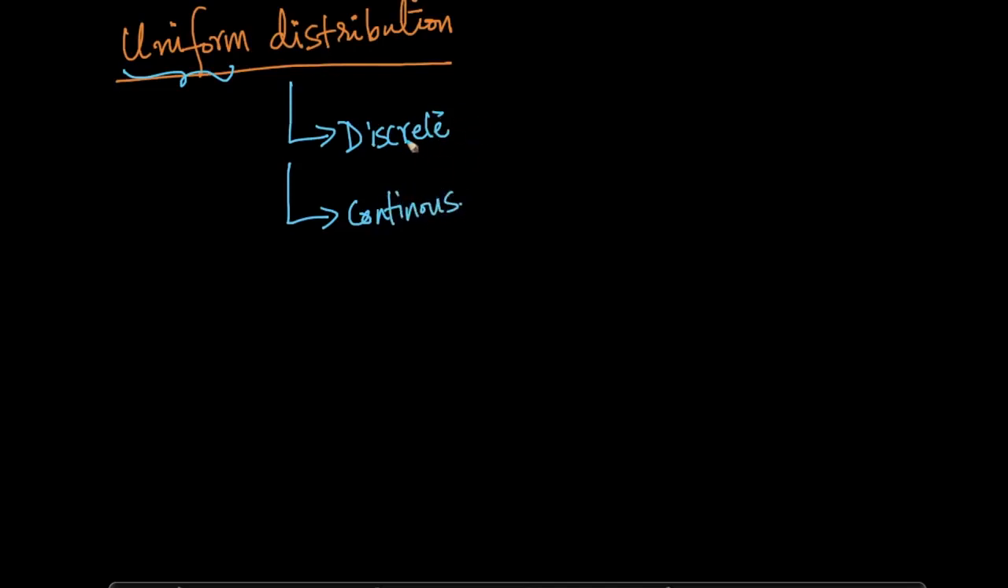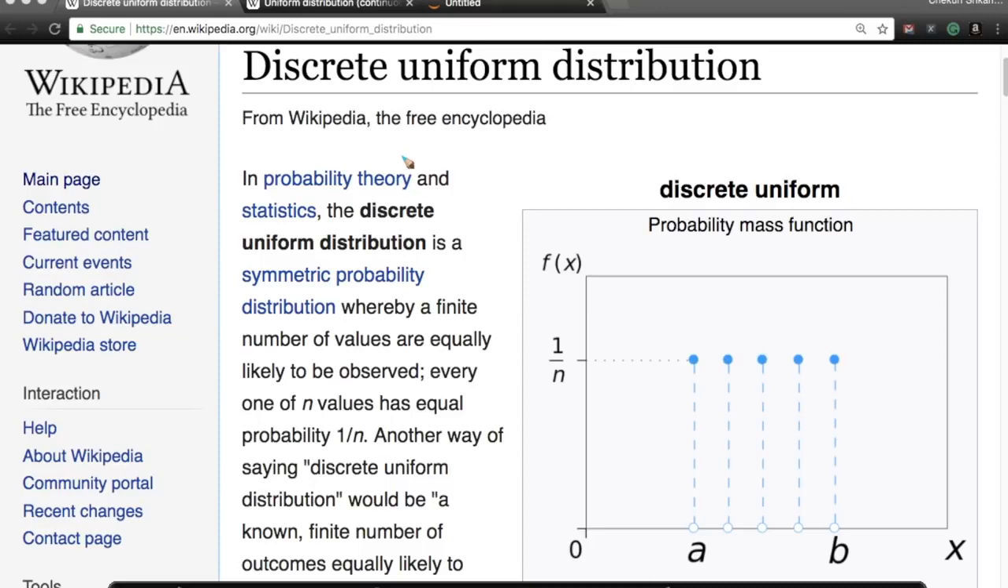Earlier in the chapter we learned about discrete and continuous random variables, right? So if a random variable is discrete and if it follows uniform distribution, it's called discrete uniform distribution. If a random variable is continuous and if it follows uniform distribution, it's called a continuous uniform distribution. Now let's go to Wikipedia and understand discrete uniform distribution and continuous uniform distribution in more detail.